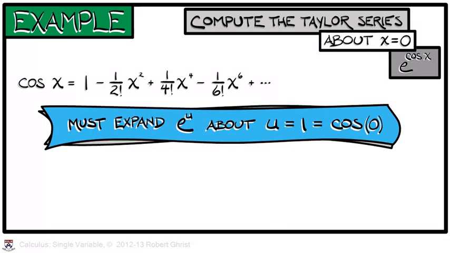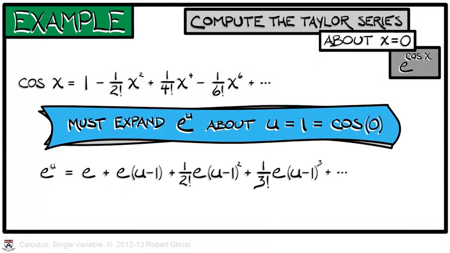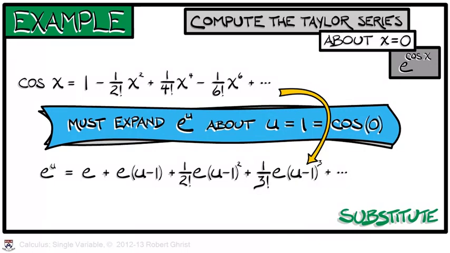Cosine of 0 is 1. Well, the Taylor series of e to the u about u equals 1 is easy to compute. There's nothing difficult there. However, what we must then do is substitute into it this series for cosine of x. That is, u is 1 minus x squared over 2 plus x to the 4th over 4 factorial plus higher order terms. That is a little bit too much algebra to fit on this slide, and so I'll leave you to do that. Though I might point out a little bit of help here, that this can be rewritten as e times e to the cosine of x minus 1. You'll find that to be a little bit easier to compute the Taylor series of.